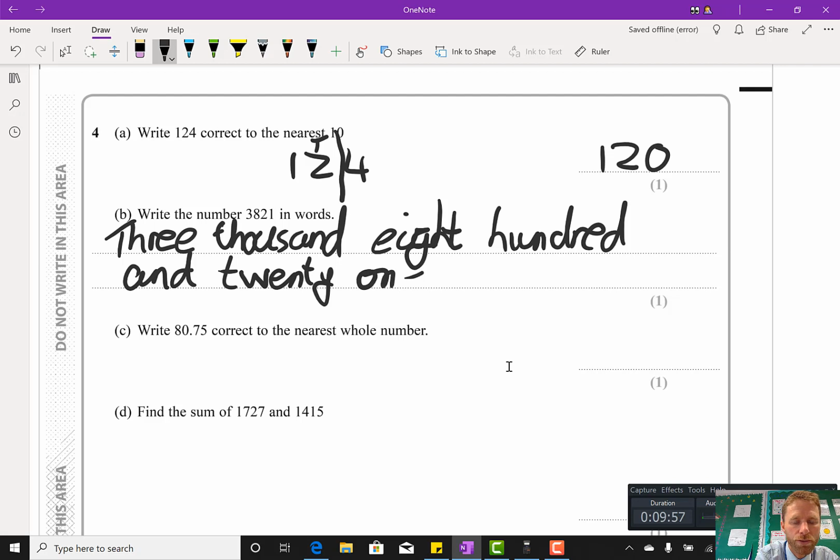Trying to get used to using this pen, as my writing isn't the best at the best of times, but this is harder.